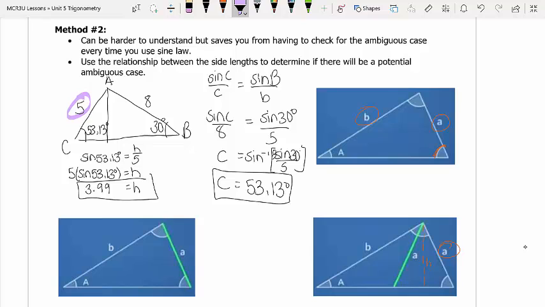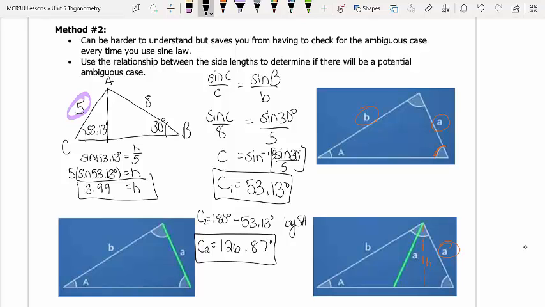So because of that, you'd say, yep, this is an ambiguous case. So my second value of C is going to be 180 degrees minus 53.13 degrees using your supplementary angle rule. So you already know that your second value of C is going to be 126.87 degrees. Okay, so you don't even have to check the whole. Let's add that up with the 30 degrees and see if it's less than 180.